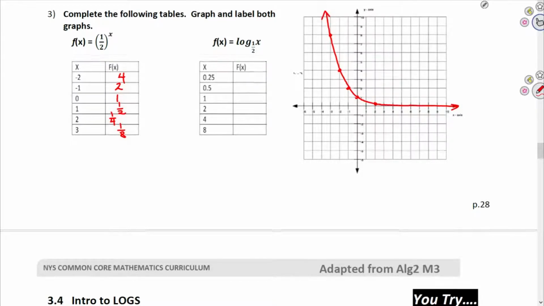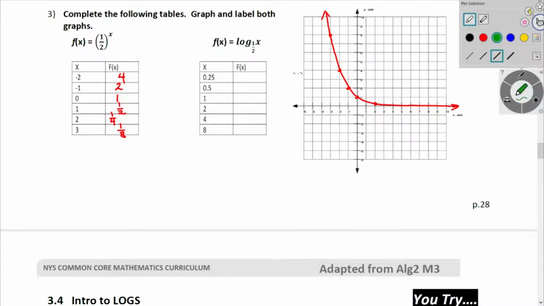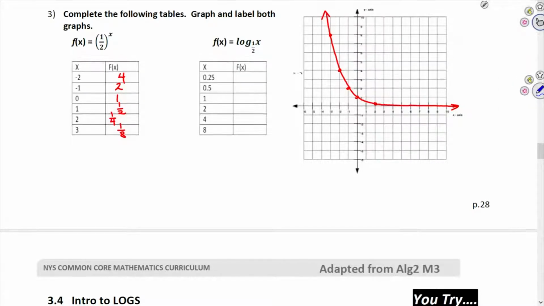Now, let's see what happens when you have the log base 1/2 of x. The log base 1/2 of 1 is 0, because 1/2 to the 0 is 1. Let's go this way, actually. Log base 1/2 of 0.5, or log base 1/2 of 1/2, is 1. That's the identity rule. Log base 1/2 of 0.25 is 2, because 1/2 squared is 1/4.